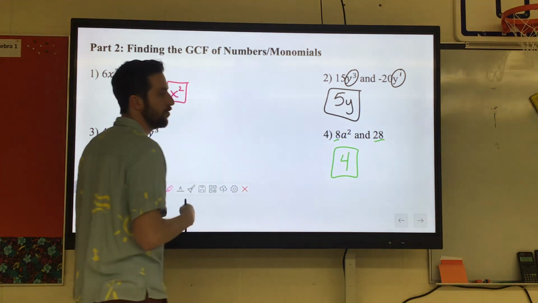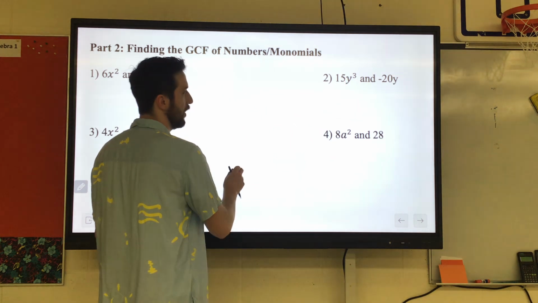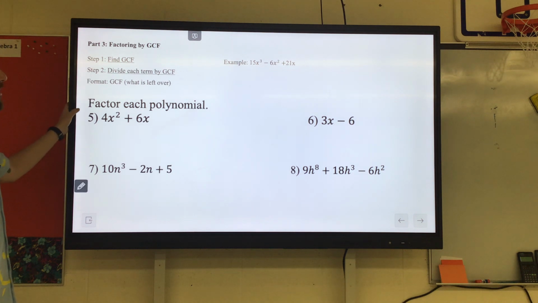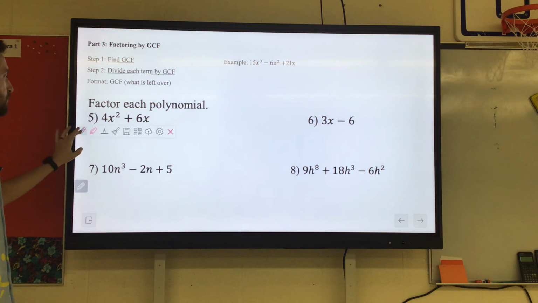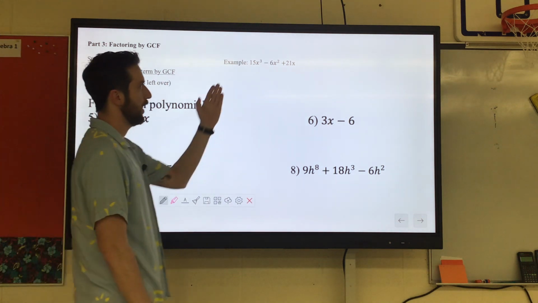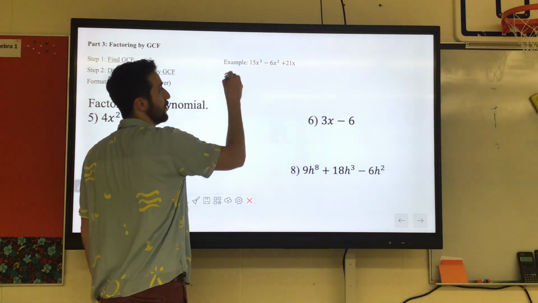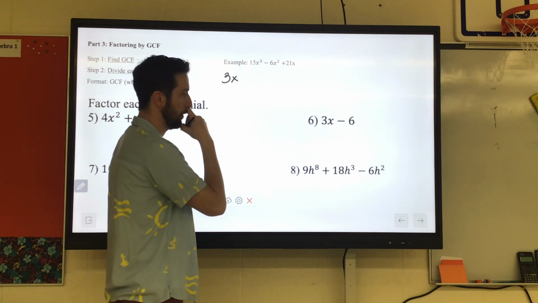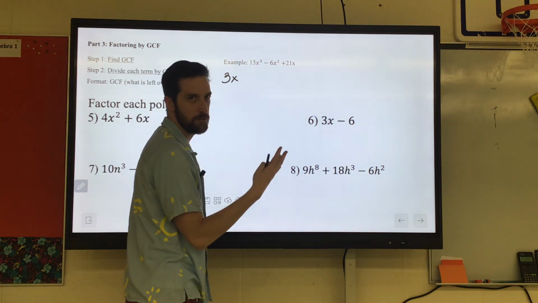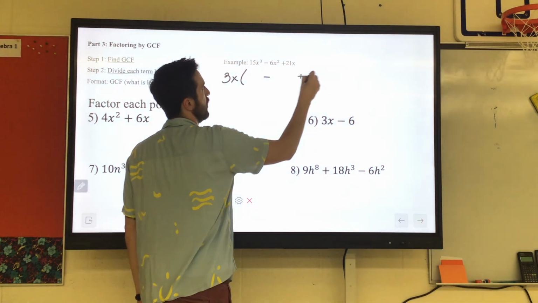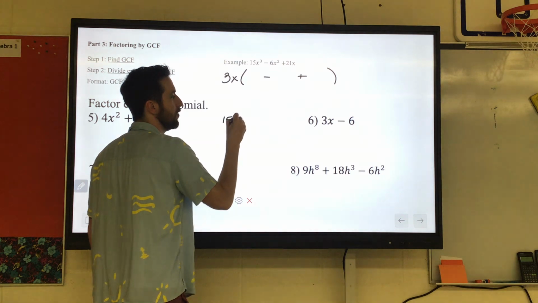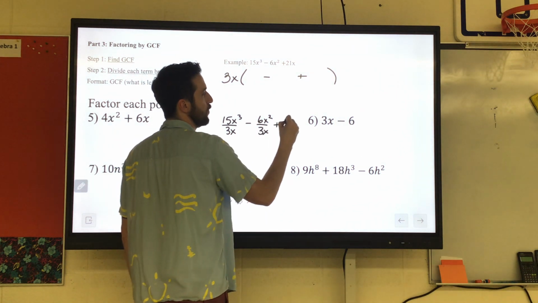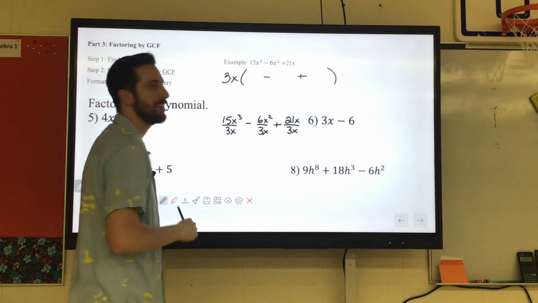Now that is the first step when we're going to start factoring things. You always look for a greatest common factor. So if you look at this example, 15x to the third minus 6x squared plus 21x. First thing you do is you find the largest thing that goes into all of those. I see that 3 goes into all of those, and I also notice that they all have an x in common. So 3x would be the greatest common factor.